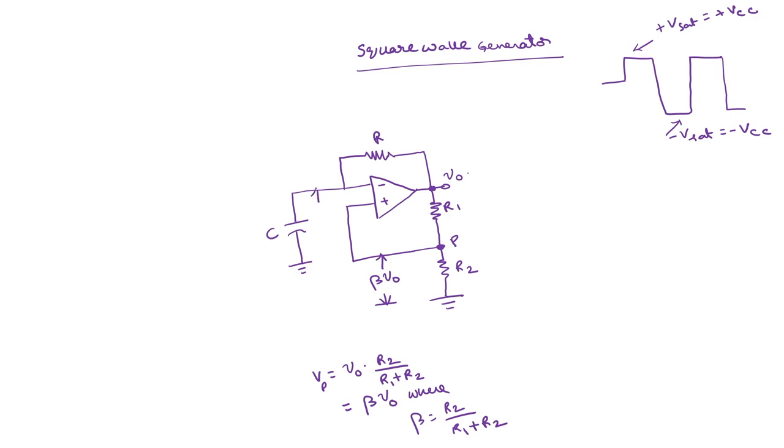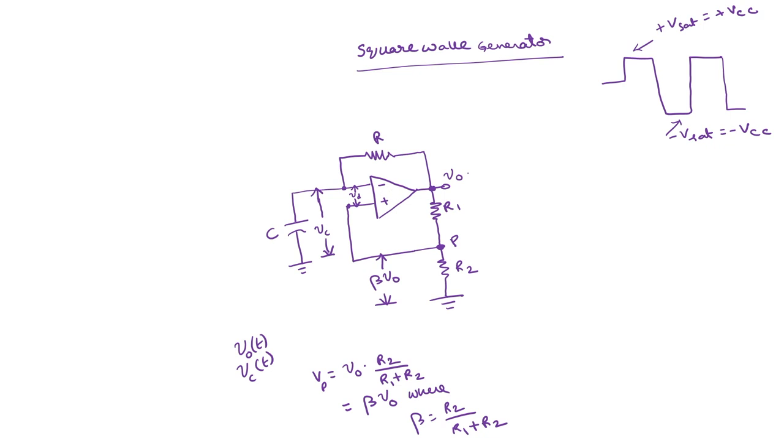Let us assume that the voltage across the capacitor is Vc. Of course, all Vc, V naught, all function of time only. This V0 of t as well as Vc of t. For the sake of simplicity, I am not mentioning the time here. Okay. Now, what is the operation of this circuit? How does this generate the square wave at the output of this circuit? So, if I assume this difference voltage between these two points as Vd.